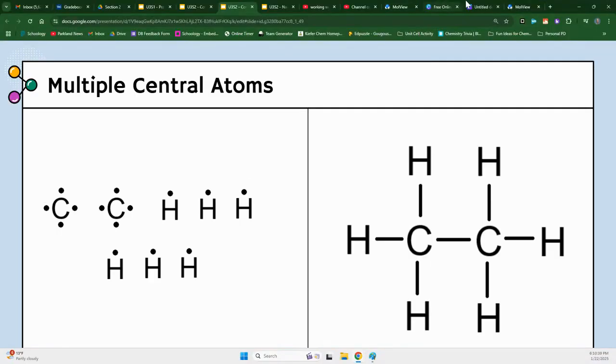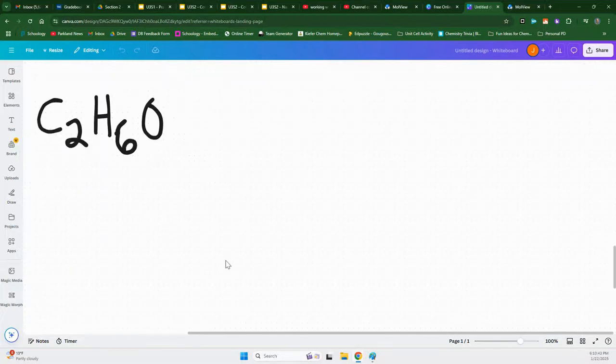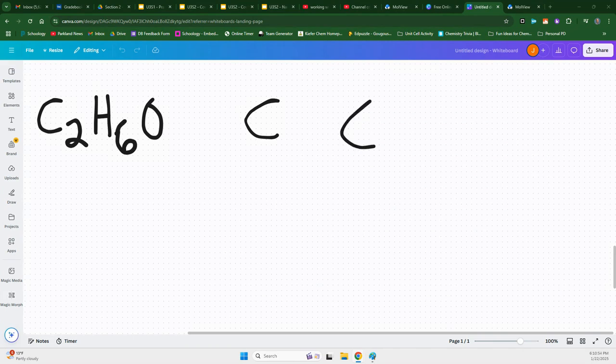Heading back to our whiteboard, I can see that my next example is C2H6. So for this example, let's get our pieces together. I have, let's see, 2 carbons, 6 hydrogens.